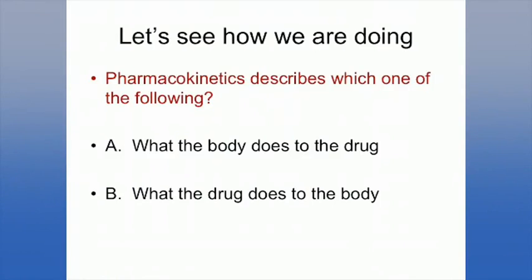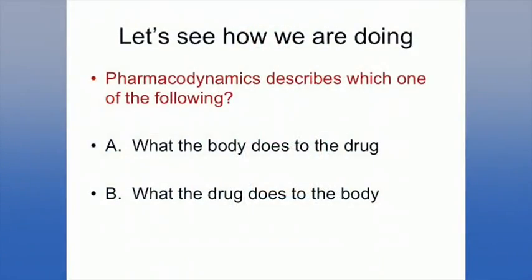Pharmacokinetics describes which one of the following? What the body does to the drug, or what the drug does to the body? And I'll give you a second to try and think that one through. What the body does to the drug, what the drug does to the body. Pharmacokinetics describes what the body does to the drug. Remember, broadly speaking, pharmacokinetics is really the process whereby the body's responding to having something foreign in it and trying to deal with it and eliminating it.